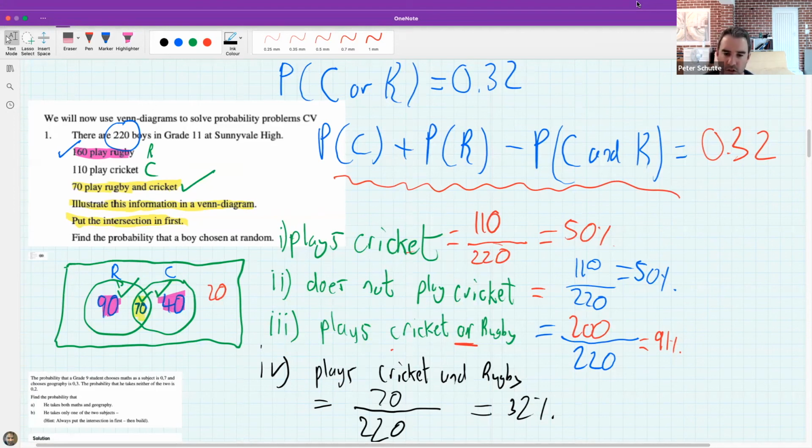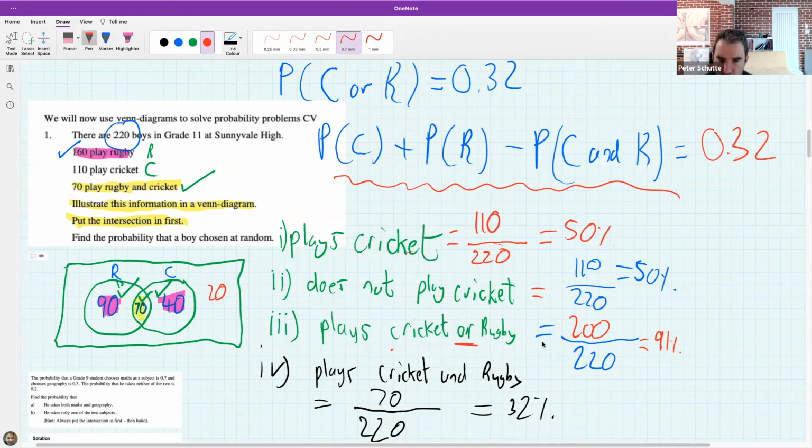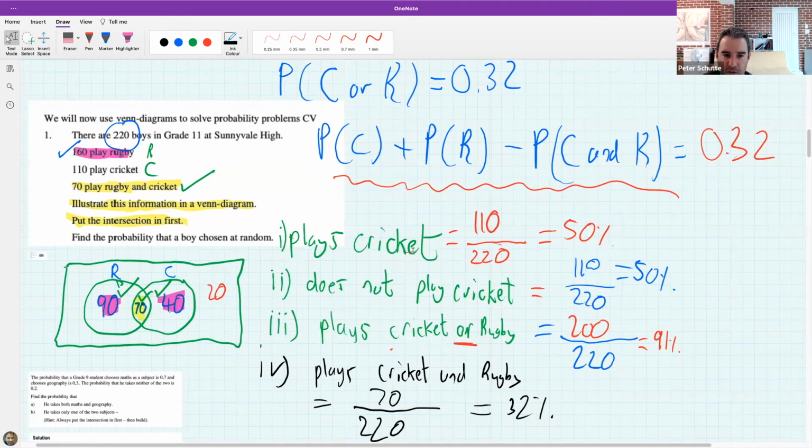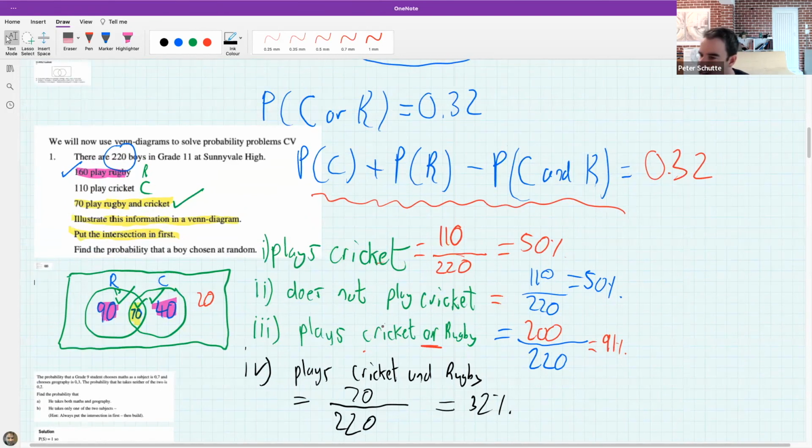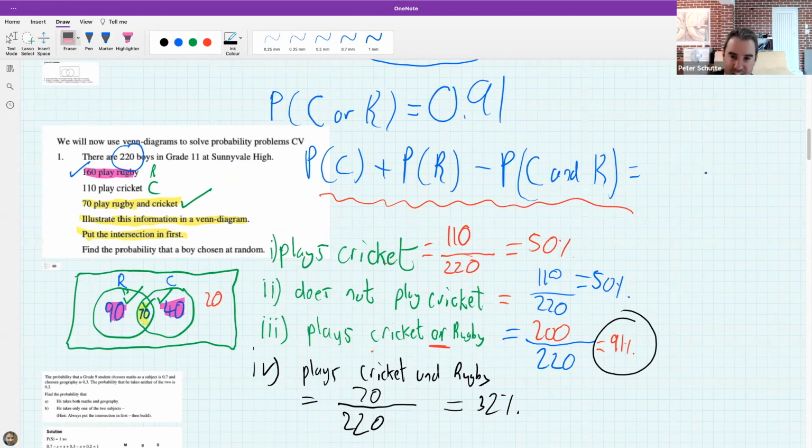So the probability of C or R is 91. Oh, I might have made a boo-boo here, guys. Sorry, I wrote down the wrong one. I was rushing a little bit. And Kumutsila has fantastically pointed out the probability of playing cricket or rugby is 91, not 32. That was the and. That's why I actually should have worked it out. This is 0.91, assuming we're rounding off.